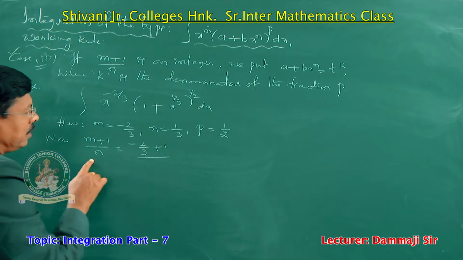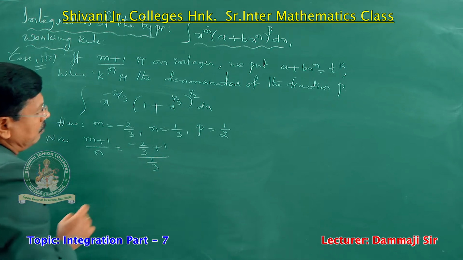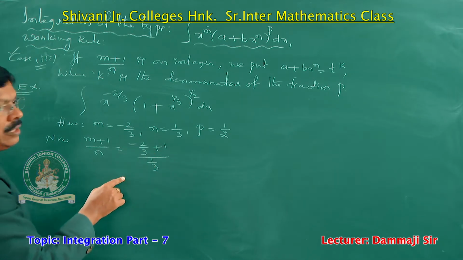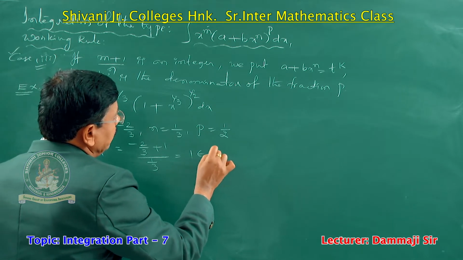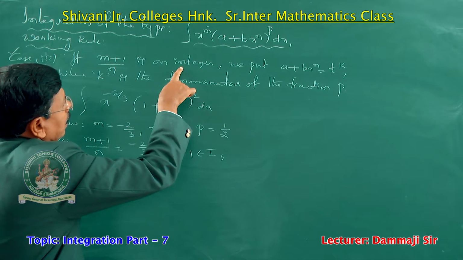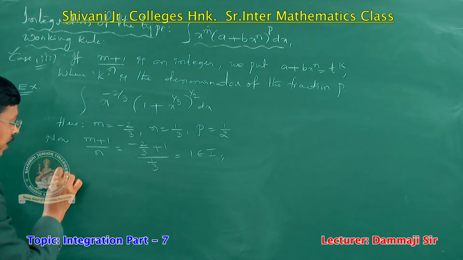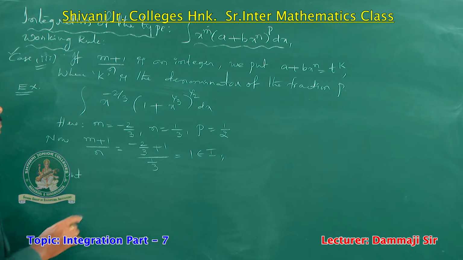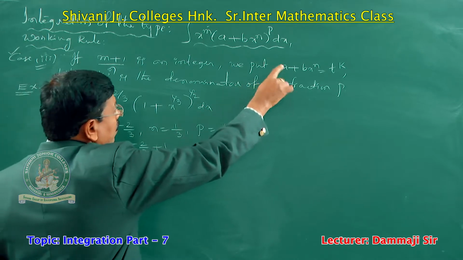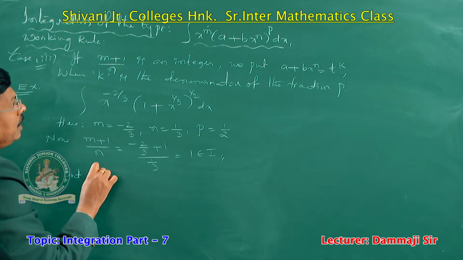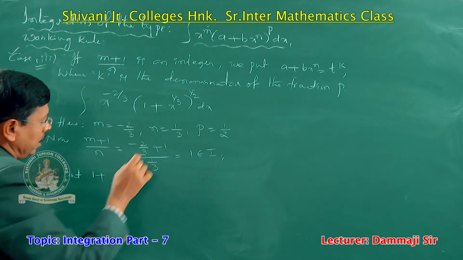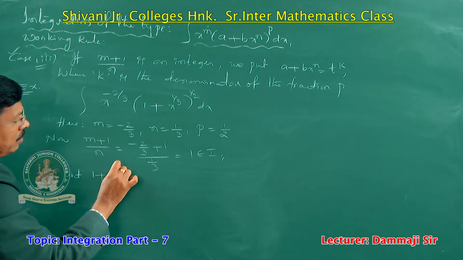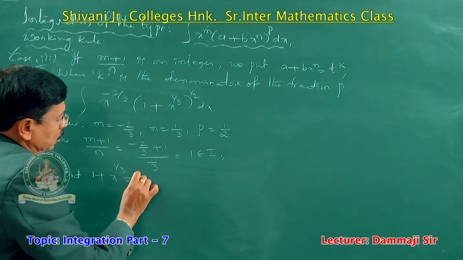What about n? It is nothing but 1 by 3. What about the total result? It is nothing but 1. 1 belongs to an integer. Okay, fine. What about the process? Already you know that in place of a plus b x power n, the result is 1 plus x power 1 by 3, which is equal to t.